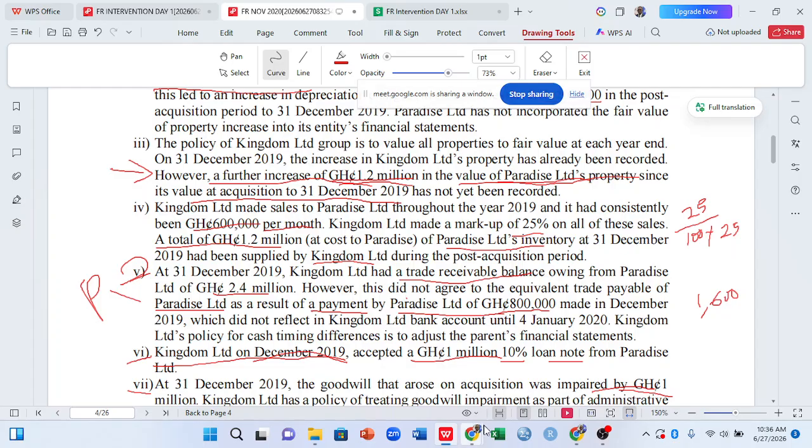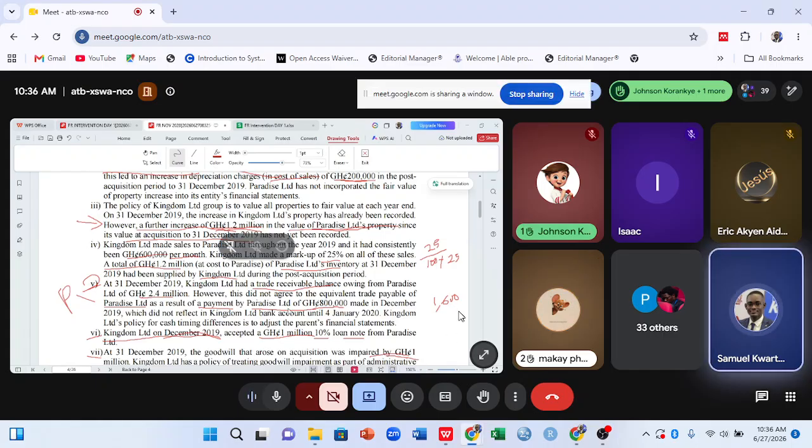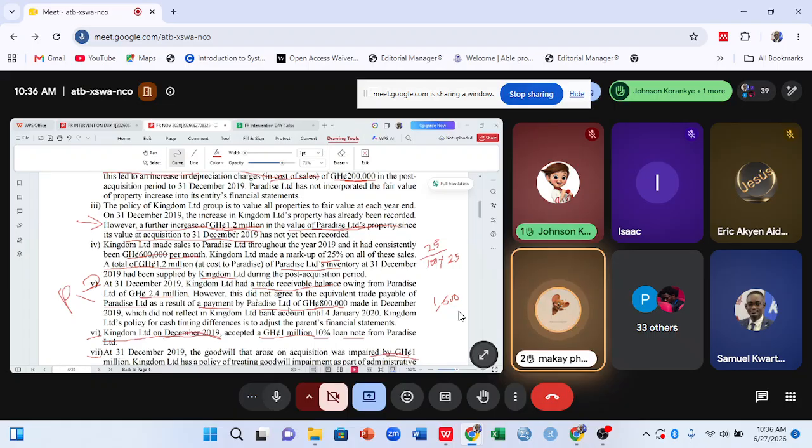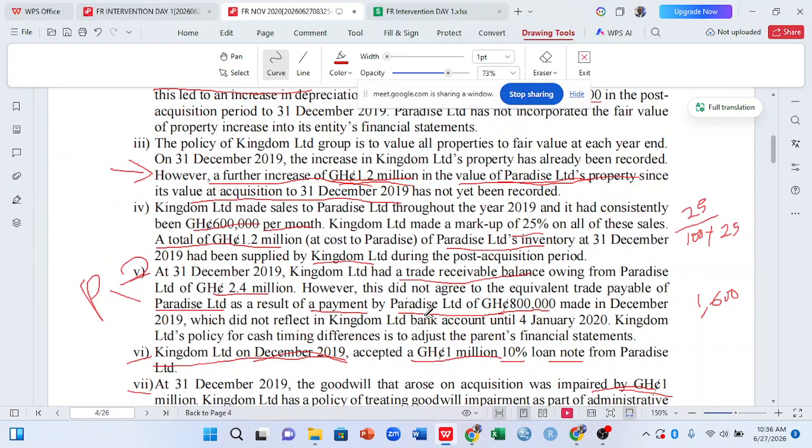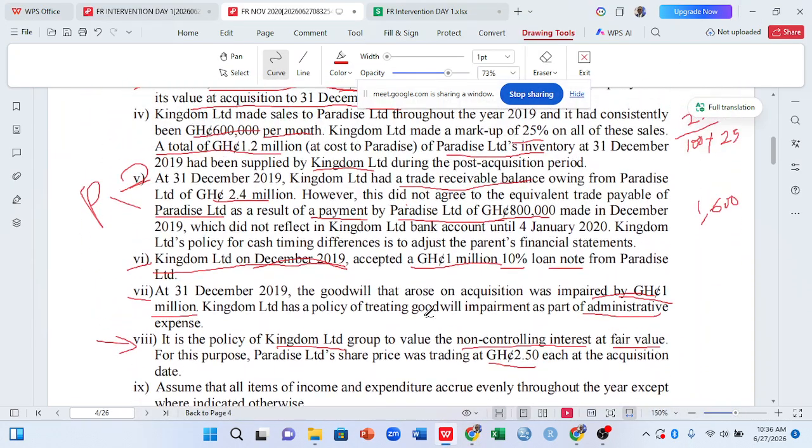Okay, sir. Thank you. Felix, go ahead. With the transit, if we use the net of it as the current liabilities for trade payables, and then the trade receivables, we are still using the 2.4. Yeah, because that's the balance.